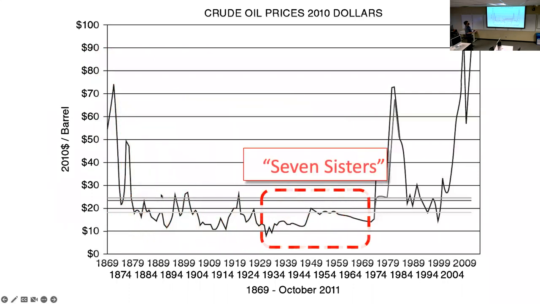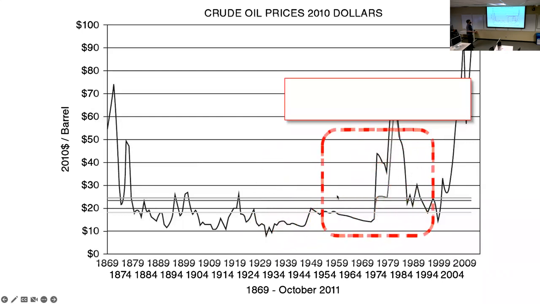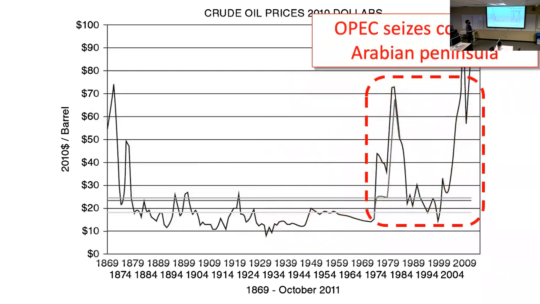But then the so-called Seven Sisters, a group of the oil industry that learned from Rockefeller and learned how to do it even better. And then they have even more stable control of the price. And then OPEC seizes control.